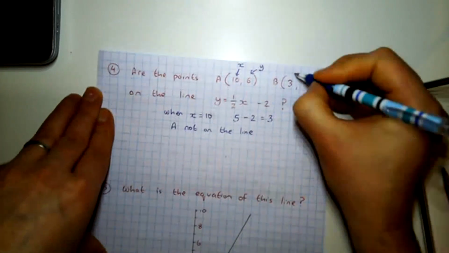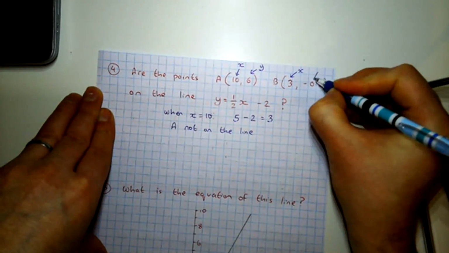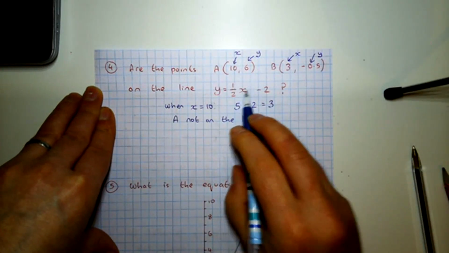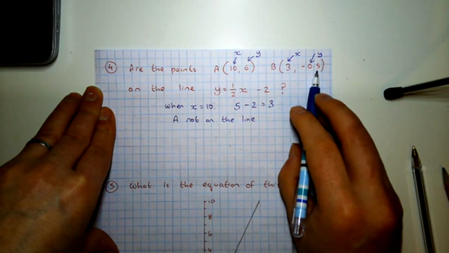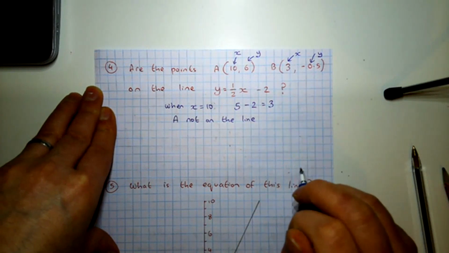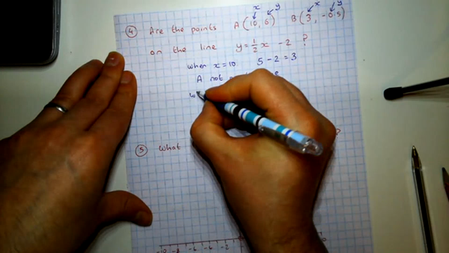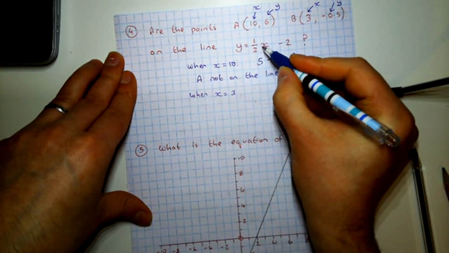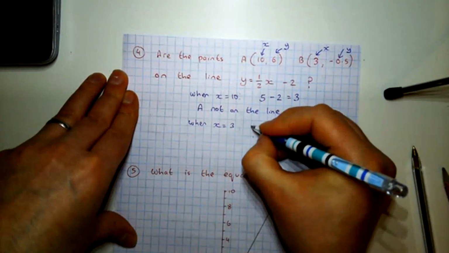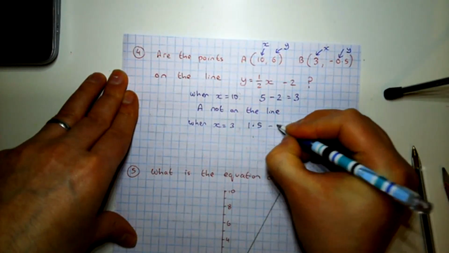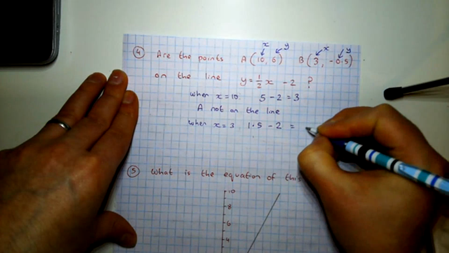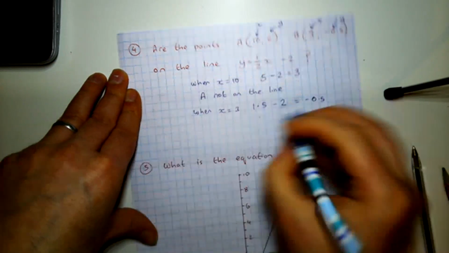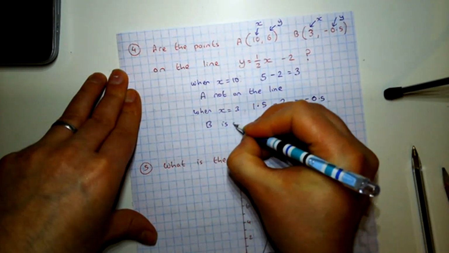But I can do the same with my other one. That's my x, and this is my y. And if I put in 3 for x, if the answer comes out as it's meant to for y, it's on the line. So when x equals 3, 1/2 of x, so 1/2 of 3, so 1.5. Take away 2, that's minus 0.5. It is what it says it is. So B is on the line.